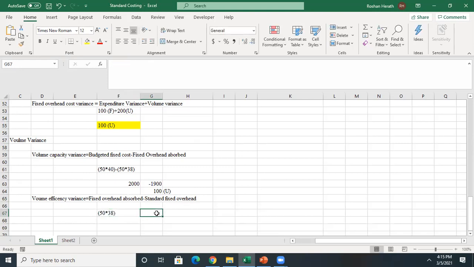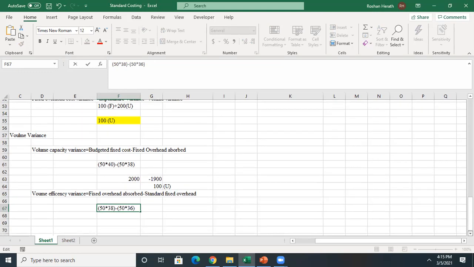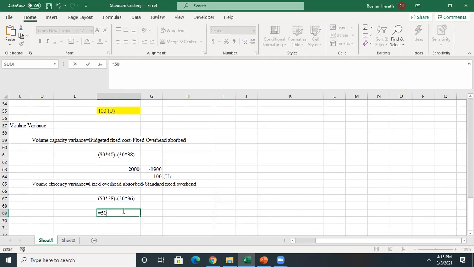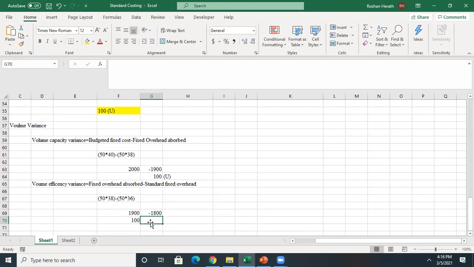But according to the standard, how many hours are you allowed to work? According to the standard, to make 900 units you can use 36 hours. So in that sense, it's 50 into 38 against 50 into 36, 1,800, again 100. Is it favorable or unfavorable? For this task, you should have used 36 hours. According to the standard, 900 units should be made in 36 hours. But you made it using 38 hours. In that sense, you are unfavorable.